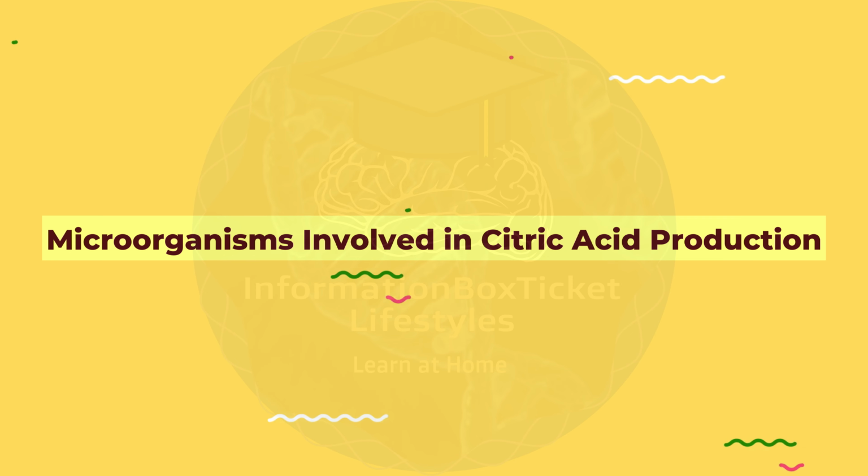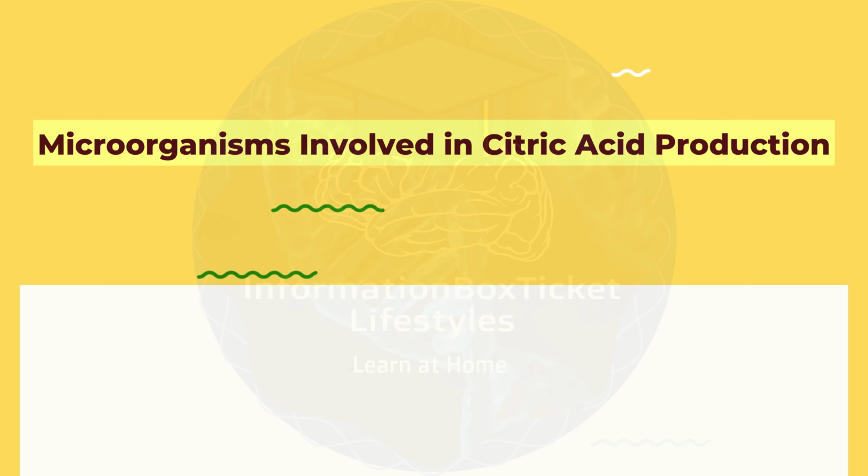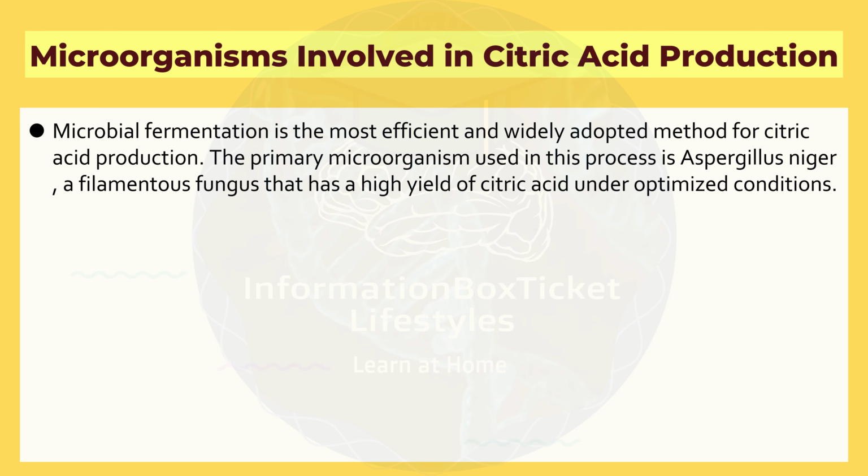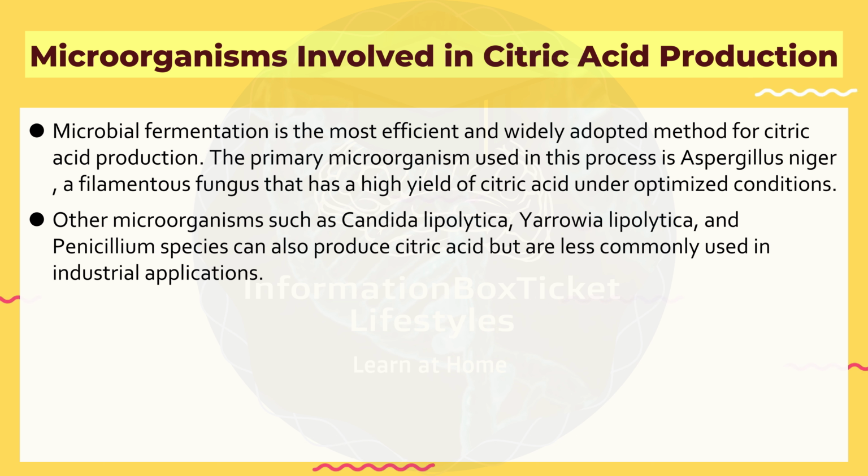Microorganisms involved in citric acid production. Microbial fermentation is the most efficient and widely adopted method for citric acid production. The primary microorganism used in this process is Aspergillus niger, a filamentous fungus that has a high yield of citric acid under optimized conditions. Other microorganisms such as Candida lipolytica, Yarrowia lipolytica, and Penicillium species can also produce citric acid, but are less commonly used in industrial applications.